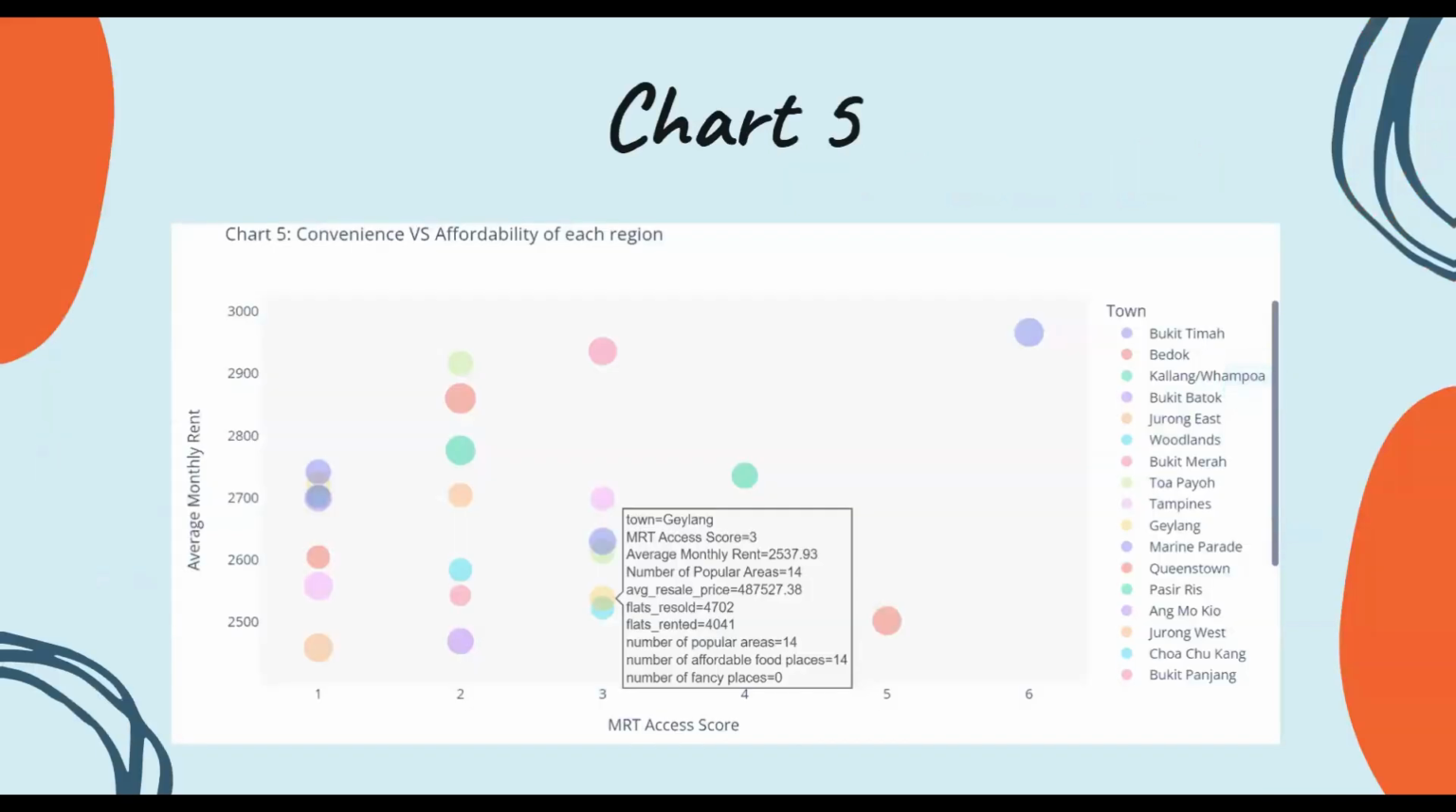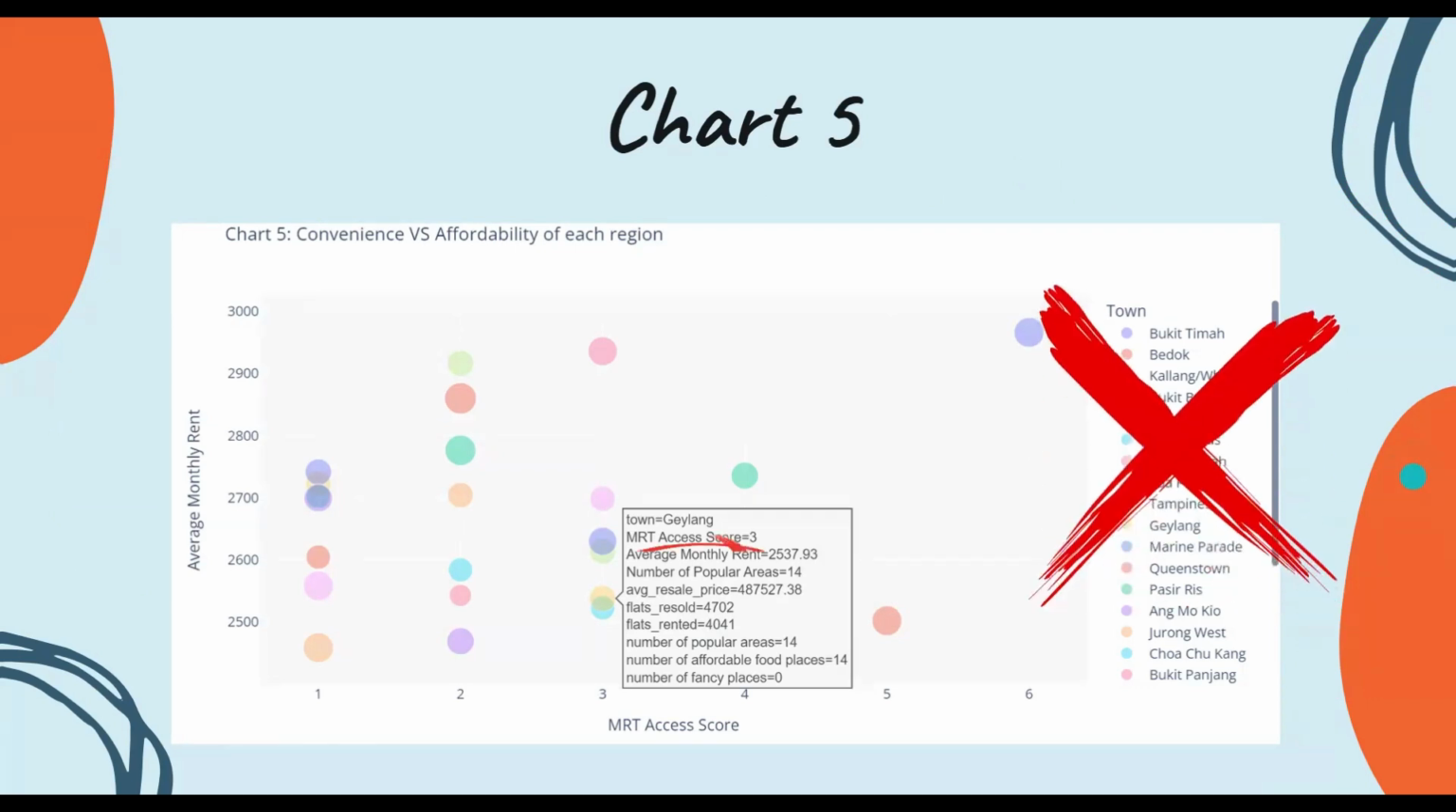Finally, let's look at how accessibility impacts affordability. My final attempt illustrates the relationship between MRT access and average monthly rent. One other note is that the bubble size here is encoded with the number of popular places with more than 4.0 rating on Google Maps. I understand currently there's a lot of town categories and the color is sort of indistinguishable. So to keep my presentation simple, let's disregard the locations and focus on one last insight from my presentation that is contrary to popular beliefs.